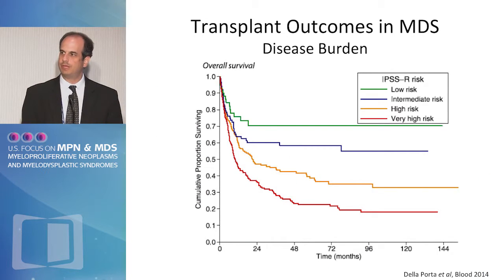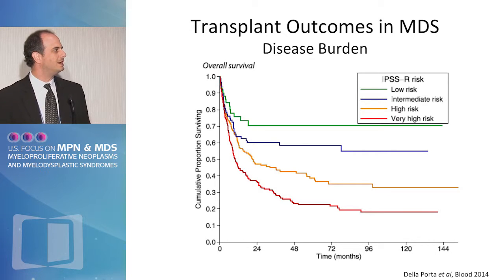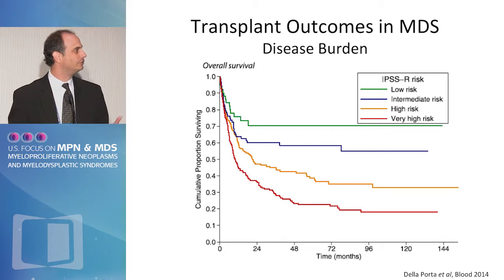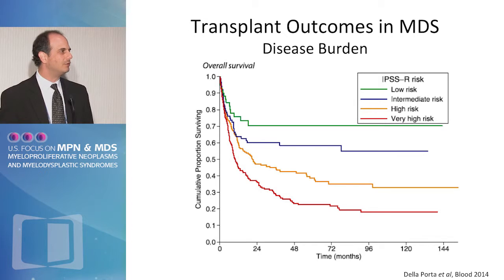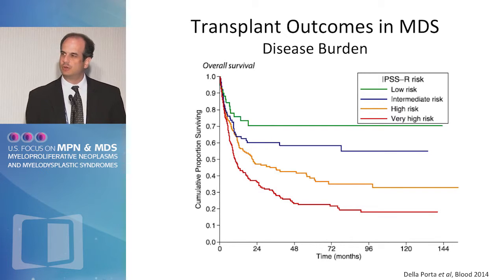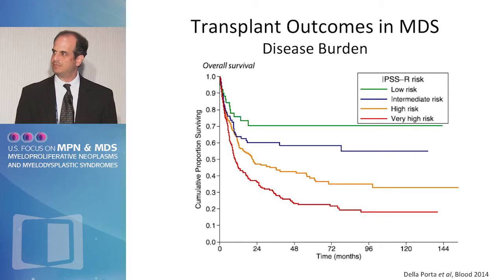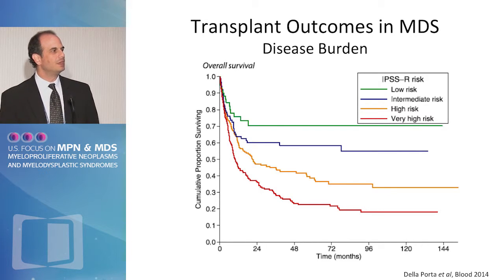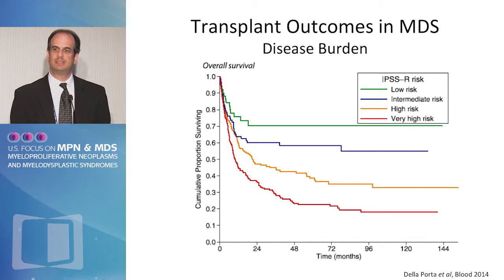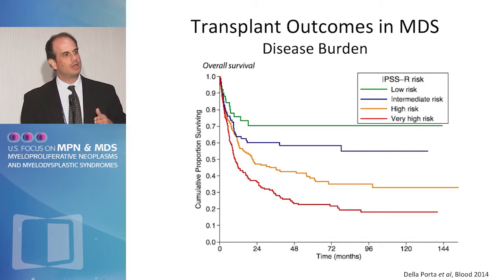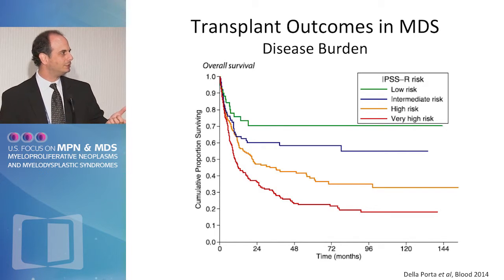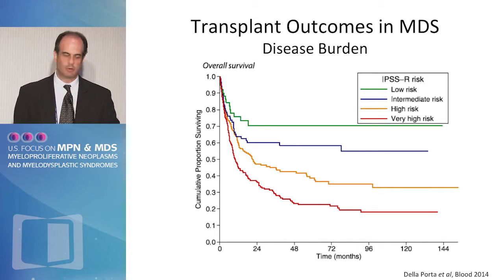We all want to bring our patients in and give them the highest chance of survival after transplantation. And we know that the lower the disease risk, as reflected by blast count and cytogenetics, et cetera, the better the outcomes that we can anticipate. And so since nobody refers patients to me with very low-risk MDS or low-risk MDS, is there a way of bringing these patients into the transplant unit with higher-risk disease that has been reverted to an earlier state? And that's really the question before us.